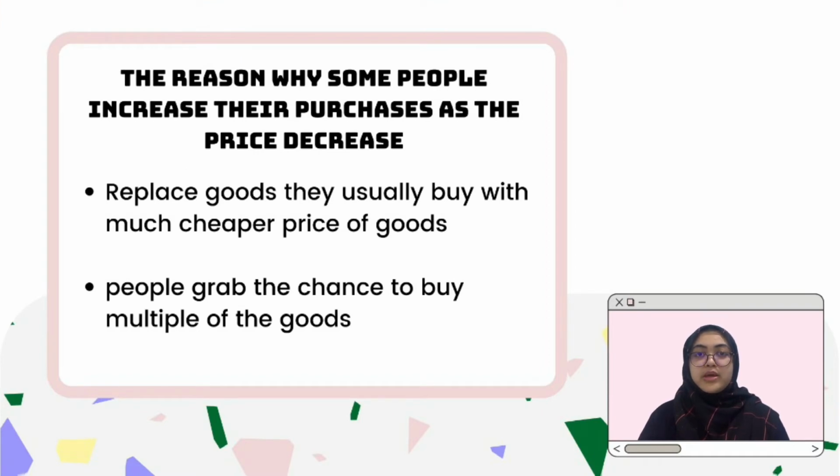The third one, the reason why some people will increase their purchases as the price decreases. Firstly, as the price decreases, they can replace the goods they usually buy with much cheaper goods, allowing them to buy many items at considerably lower prices. Next, when the price drops, some people will grab this opportunity to buy multiple of the goods, as at the usual price they only get to buy a few of them.